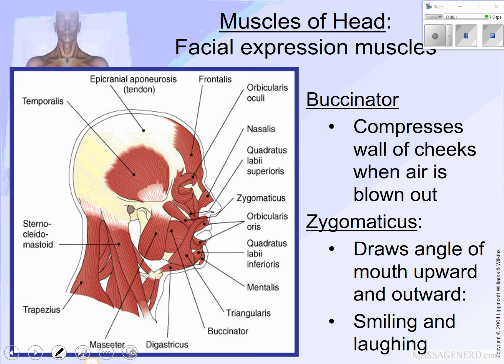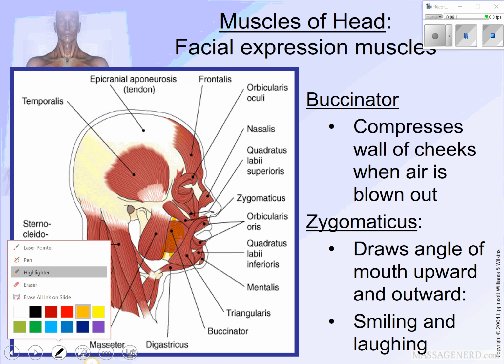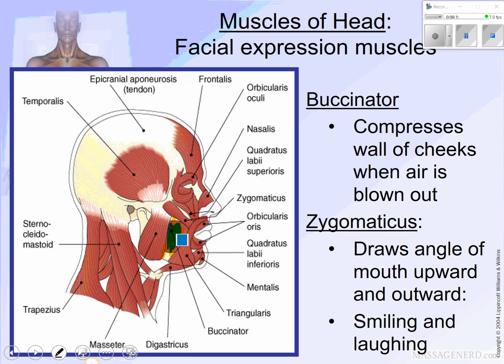Next, we have your buccinator muscle. That is the muscle here, and I'm trying to find an ink that shows up on this. I apologize. So this right here is your buccinator muscle. That muscle compresses the wall of the cheeks when air is blown out. The origin would be the mandible and the maxilla bone. The insertion would be the orbicularis oris.